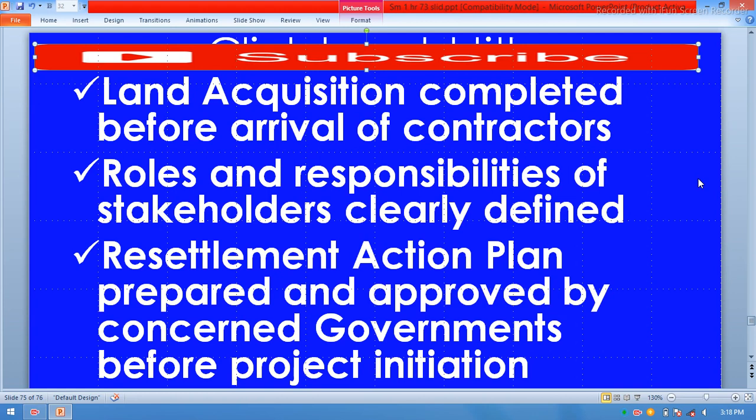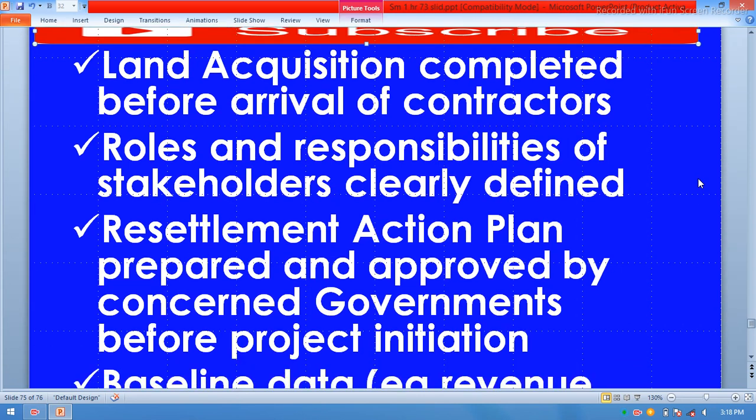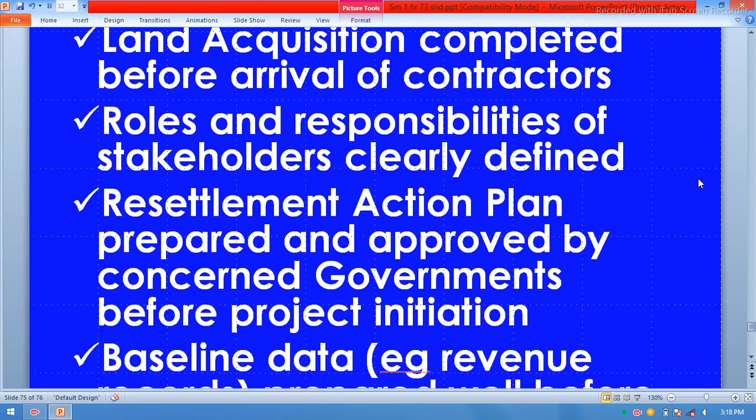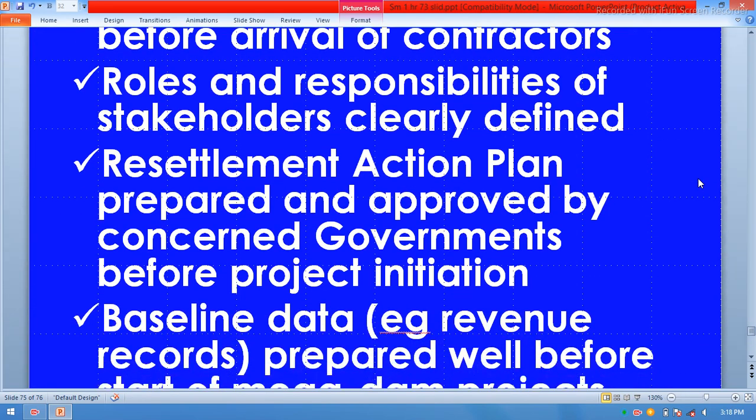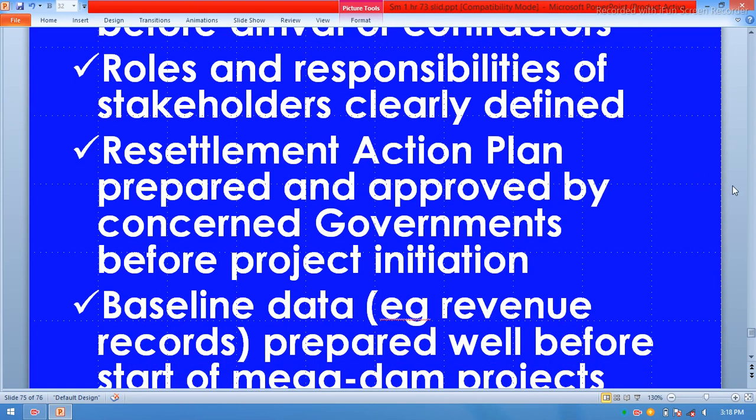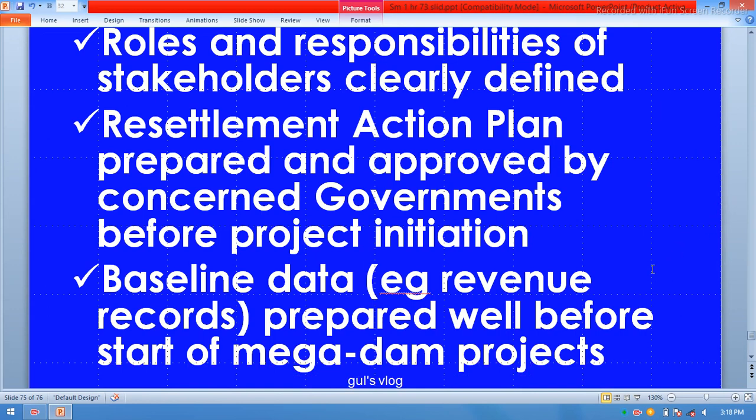Roles and responsibilities of stakeholders are clearly defined, and a resettlement action plan is prepared and approved by the concerned government before project initiation. Baseline data and revenue records are prepared well before starting a mega dam project.